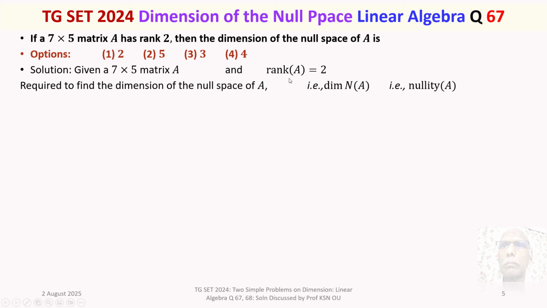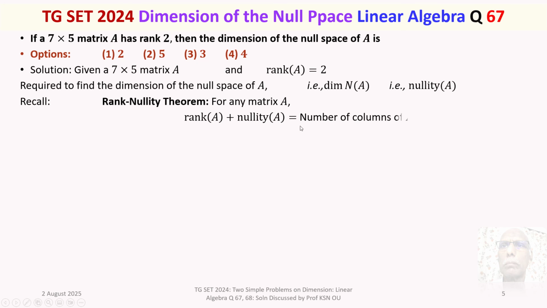Once we have the rank and nullity, we remember the famous Rank-Nullity Theorem. It says, for any matrix A, the rank of A plus nullity of A is equal to the number of columns of A. Here, the rank of A is 2. We want to find the nullity of A. The number of columns of A is 5. So, it will be 5 minus 2, that is 3. The nullity of A is 3. That is, option 3 is the answer for this question.